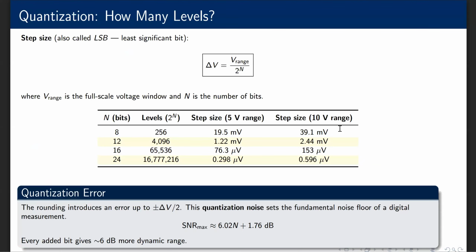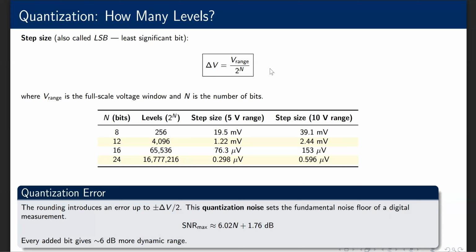So with regards to quantization, we're basically asking how many levels, which is going to be linked to the step size, which is often called LSB or least significant bit, right? So it's explained here as delta V is range divided by 2^n. Delta V is equal to V_range over 2^n. That's the smallest voltage change the ADC can distinguish.